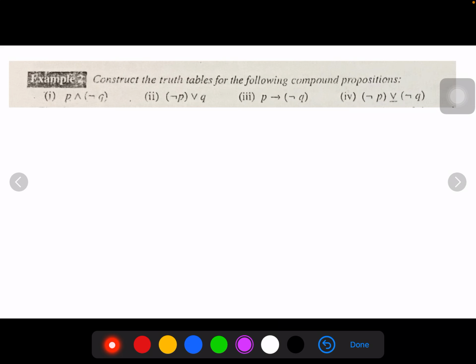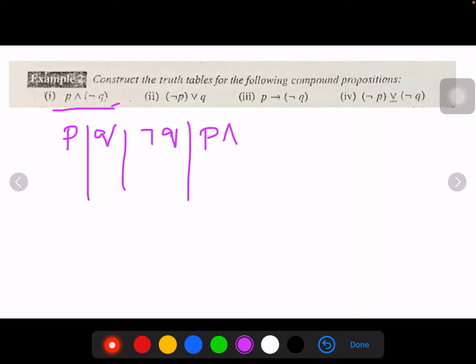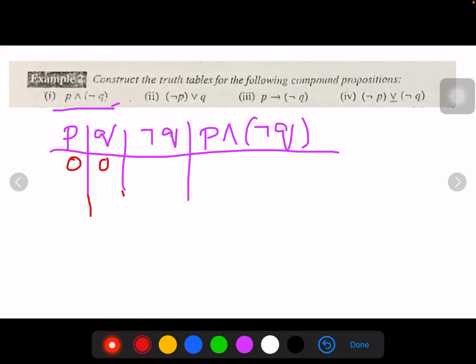Moving on to the next problem. Construct the truth tables for the following compound proposition. When you construct the truth table for this, you have to write P, Q first, then negation Q, because I need negation here for my computation, then the given compound proposition. Find this value. We know how to give the values for this table: 0 1 1 0 1 1.